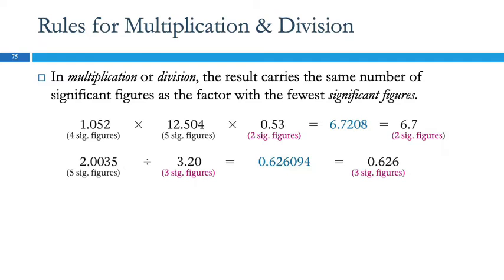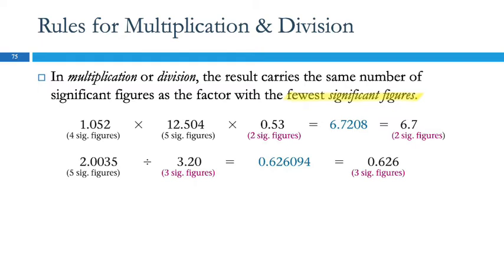So multiplication, lots of syllables. Multiplication and division are 2 mathematical functions that are related to each other, right? They're kind of opposites, right? Multiplying and dividing are sort of opposites of each other, and so they can share the same rule. So when you're multiplying or dividing, the answer you get is going to have the same number of sig figs as the factor, one of the numbers that you're multiplying or dividing, that has the fewest number of sig figs.